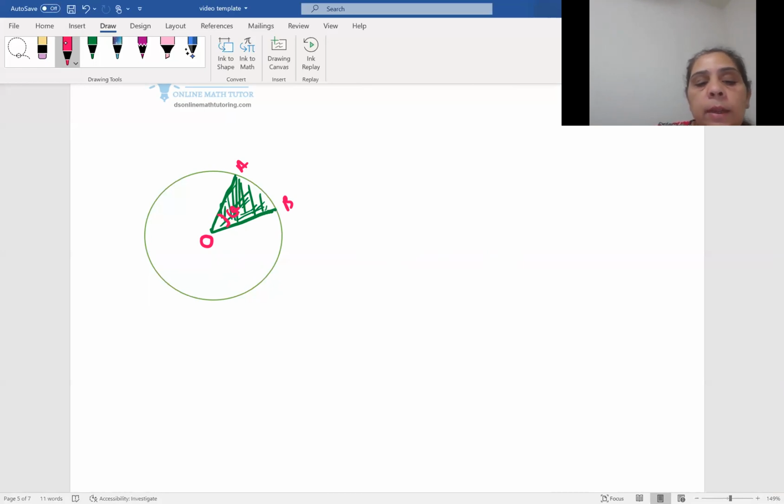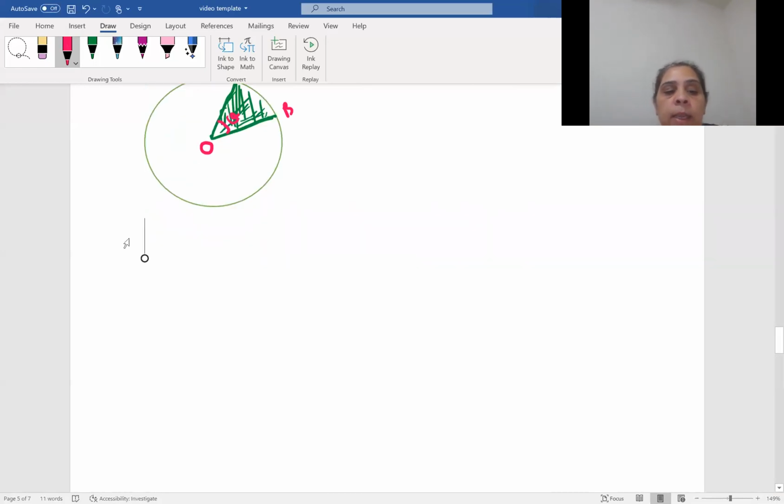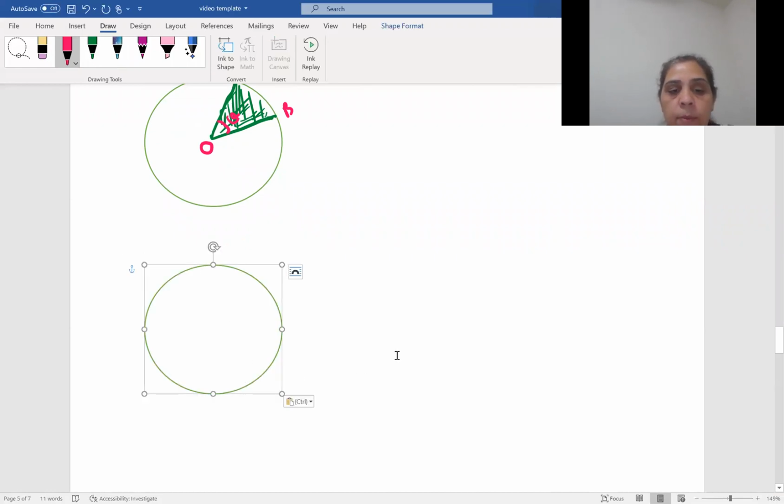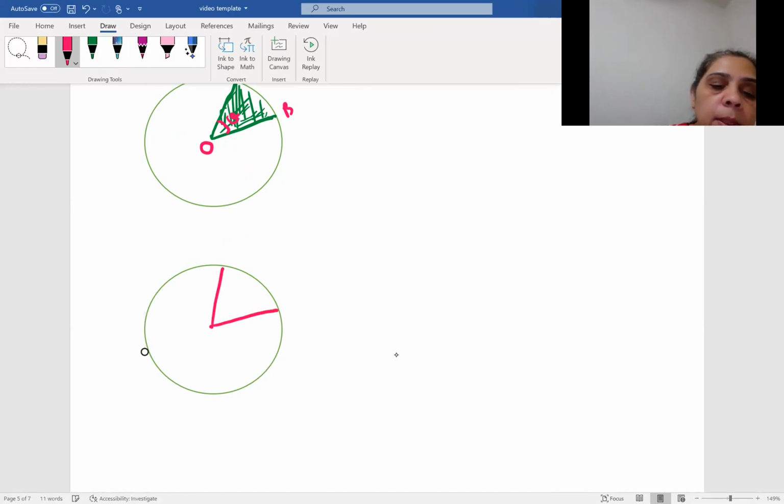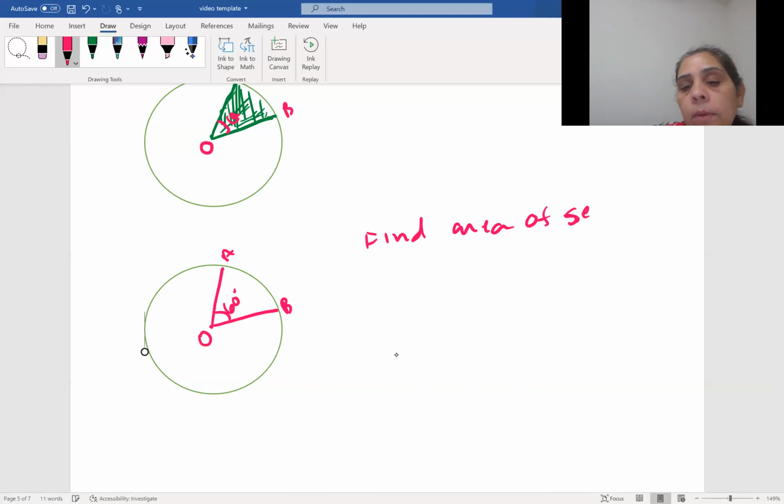And we will just take area. So let's take an example. Here is the center, O, and the angle is, let's say, 60 degrees, and we have AB. Find the area of the sector. That means we need to find the area of this part. All right, so how can we find it?